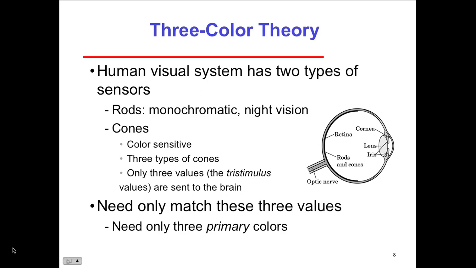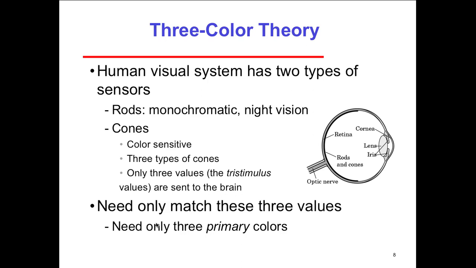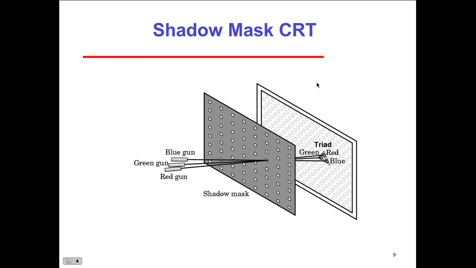If the monitor isn't going to support the resolution for the level of detail, then you approximate and make it look good in terms of what you're looking at. You only match these three values. You need only three primary colors. So you get the RGB, the red, green, blue scale, the three color match scale. Just like you've seen in computer graphics, if you've done any web development and worked with RGB colors, it's pretty much the same concept.